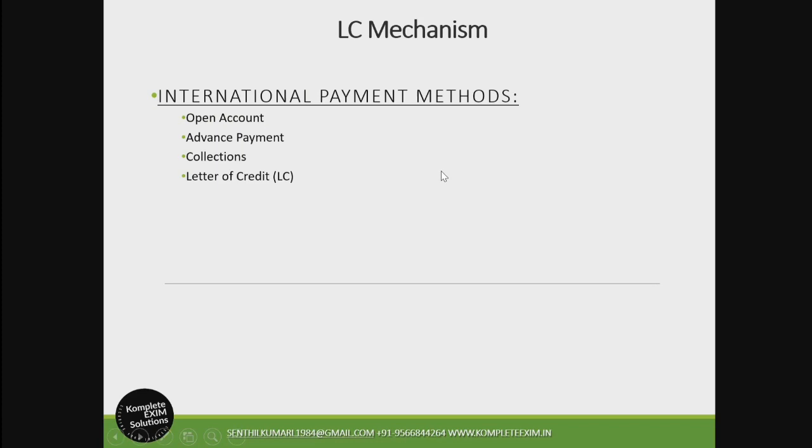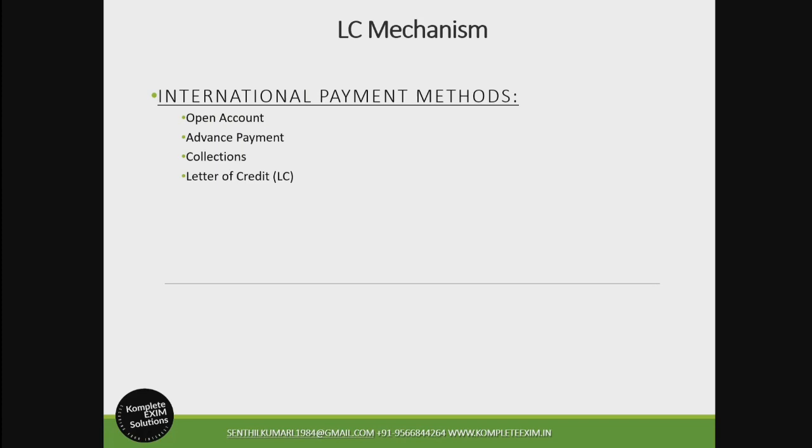As of now, we have not introduced banks in the method. For open account and advance payment, we have not introduced banks. But in collections, there is a small role played by a bank. I'm saying small because in letter of credit, banks are going to play a big role. So let us come back to collections.